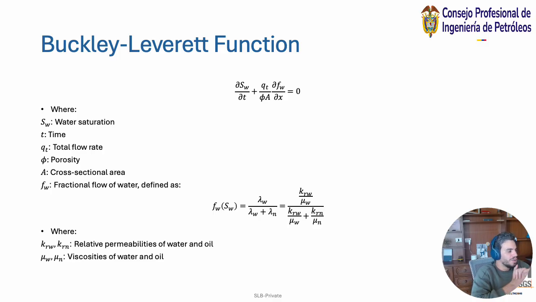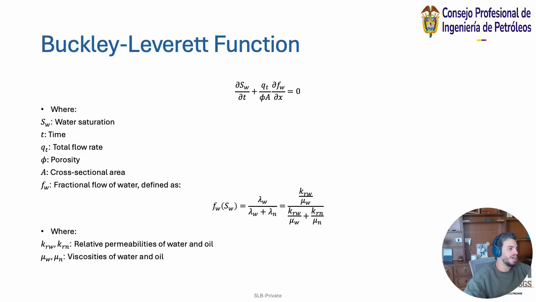This delta S over delta T, as you can see, is the water saturation derivative with respect to time, and you're adding it to what looks similar to Darcy's law: the flow rate divided by porosity multiplied by an area, all multiplied by the gradient of fractional flow with respect to a given distance, right? Where FW is the fractional flow of water, A is the cross-sectional area, phi is porosity, Q is the total flow rate, T is time, and water saturation is depicted by SW, right?